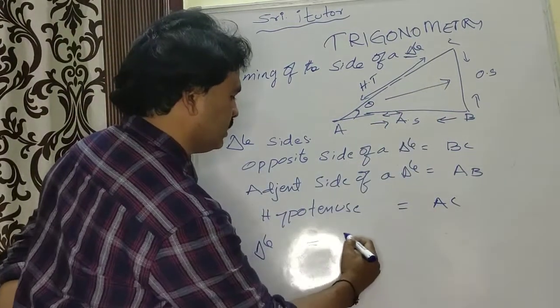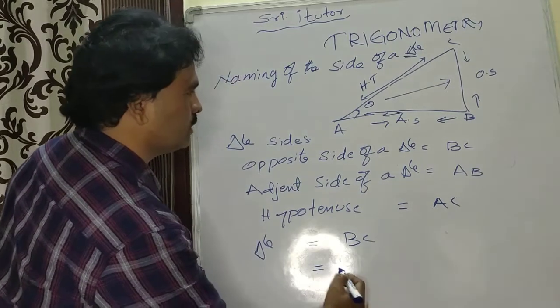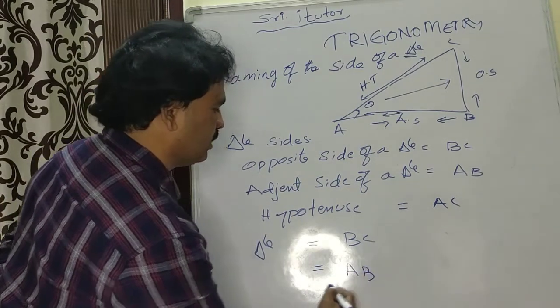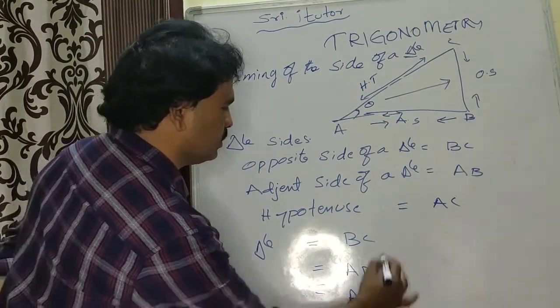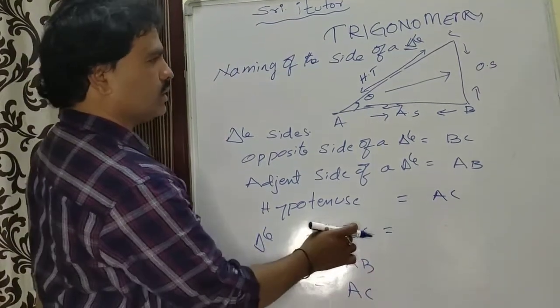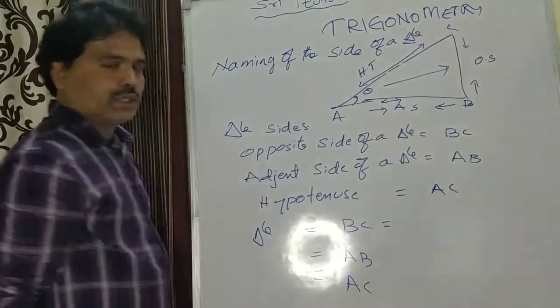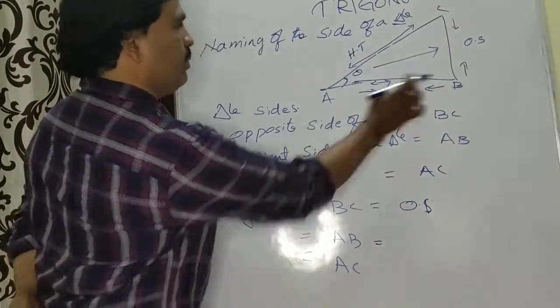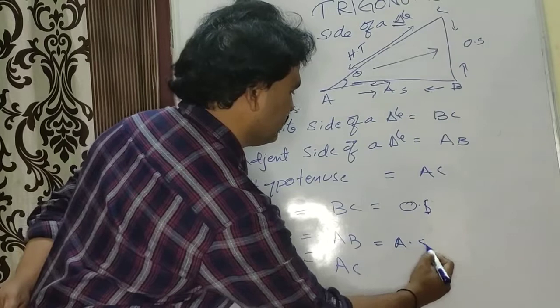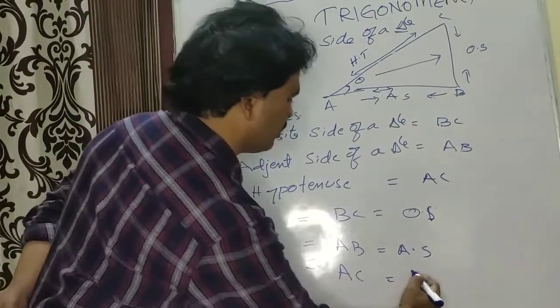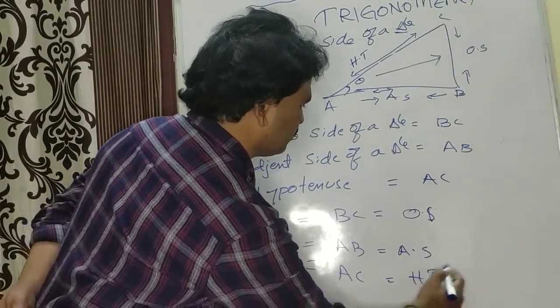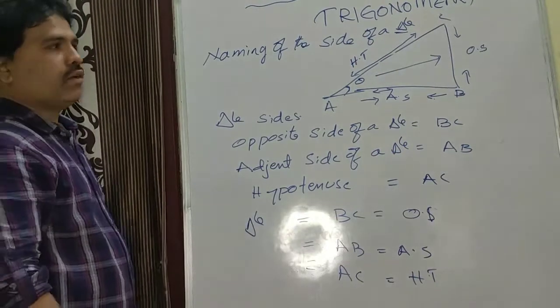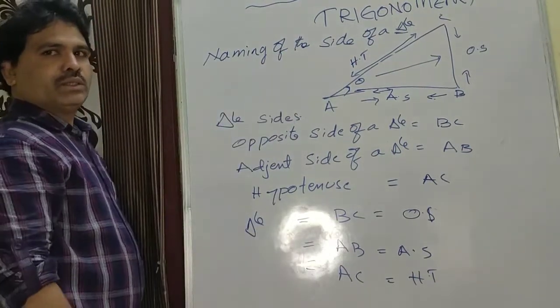So in a triangle, clearly we can say what is the BC, what is the AB, and what is the AC. First of all, BC. What is BC? It is the opposite side. Here AB means the adjacent side, and AC is the hypotenuse. These are the three sides of a triangle given by names.